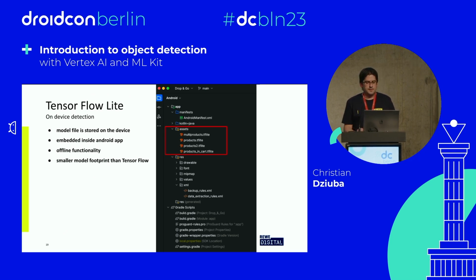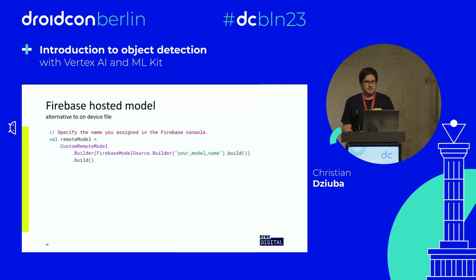And also the other advantage is if the model file is inside the app, you don't need some kind of backend or network request, so everything is working offline. There's another option to put your model file into the app. There's an option to host your model file on Firebase. So you put the file on a Firebase cloud, and inside the app you can use a remote model.